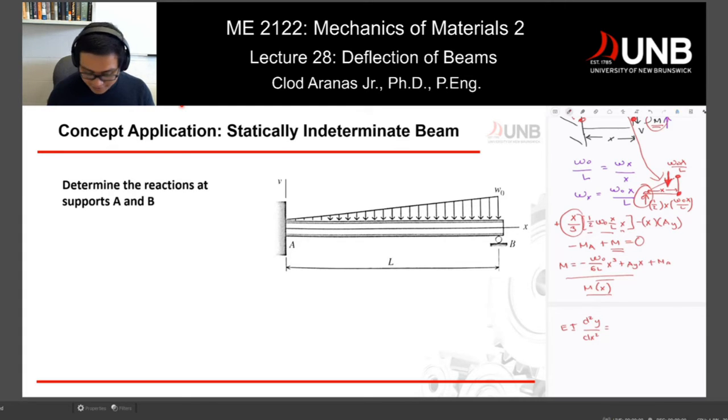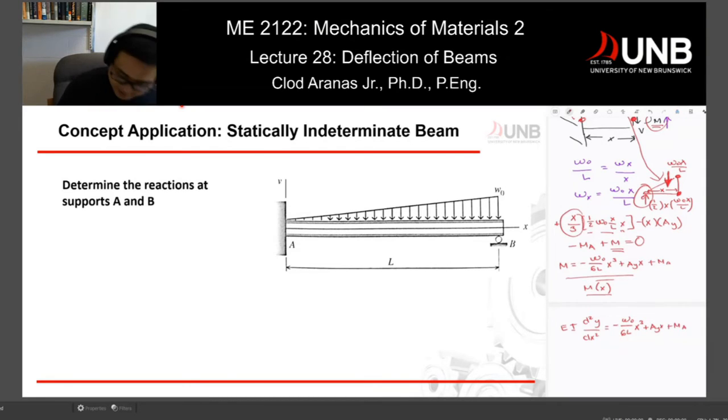So now EI d squared y dx squared. We're going to plug in that equation, which is w naught over 6L x cubed, and my handwriting again is bad, plus A sub y x plus M A. Now we have this equation and we can integrate it twice. Assuming that your M sub A is a constant, we can now integrate twice. I'll be fast integrating it. I'll just write it down.